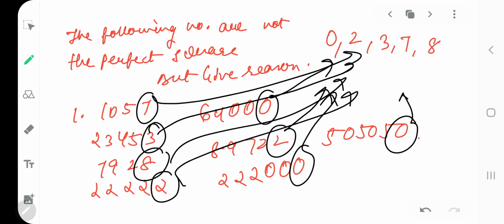So remember always, however big the number is, you have to just see the last digit of your number, and if it is 0 or 2 or 3 or 7 or 8, you will say such kind of number, the entire number, if it is 5 digit or 6 digit, is not the perfect square of any number. Getting my point?